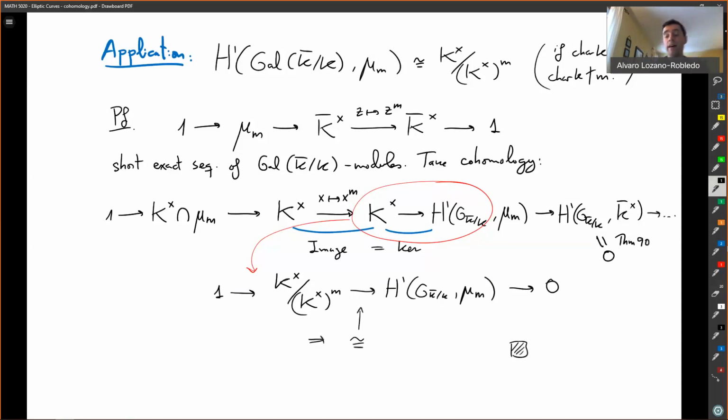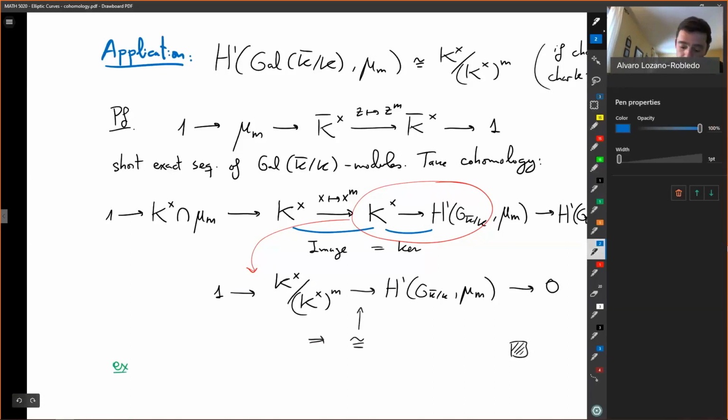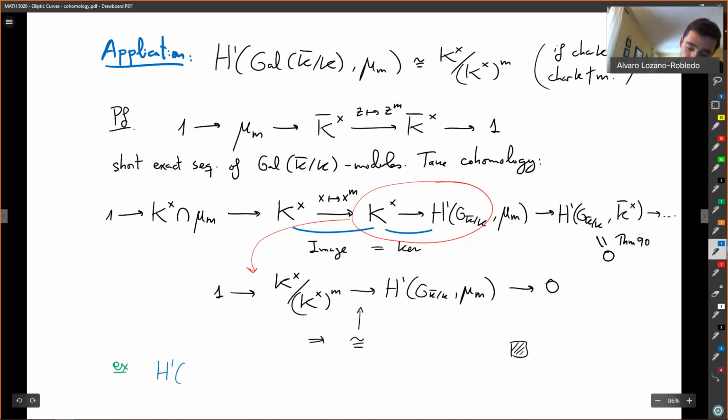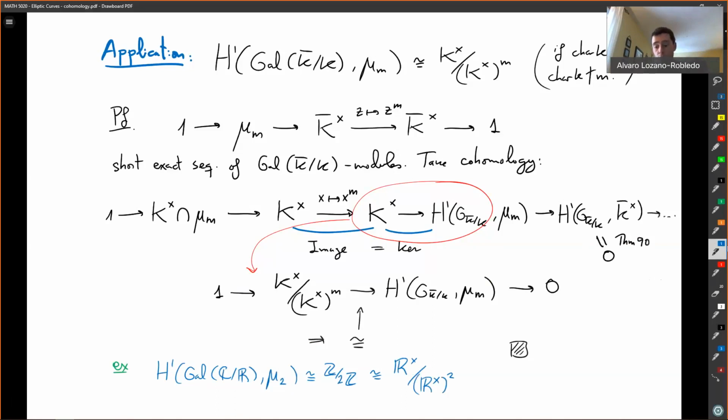Okay, we've seen that in one of the examples in the previous lecture with k being R. So remember that we saw that the H1 of the Galois group of the complex acting on plus minus 1 was isomorphic to z mod 2z, which is in fact isomorphic to the reals modulo the reals squared, right? The reals modulo squares is either just plus or minus 1, which is z mod 2z. All right, great.